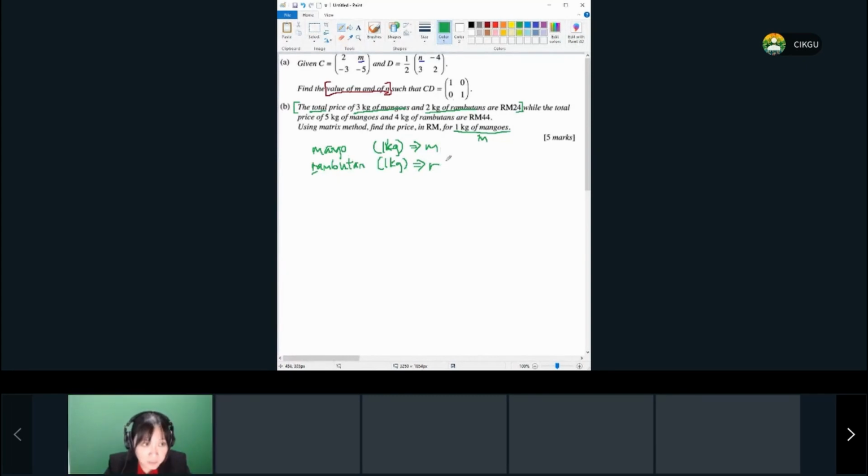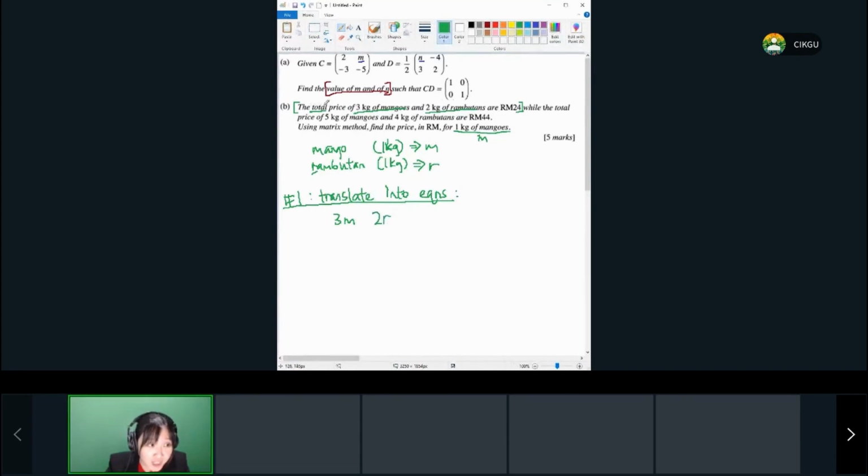Why? Because every time they give you information, like the total price, you must translate. Step number 1, translate into equations first. What I mean is like this. Now, 3 kilograms of mango. 1 kilogram of mango is M dollars, so 3 kilograms are 3 times M. 2 kilograms of rambutan. 1 kilogram is R, so 2 kilograms are 2R.